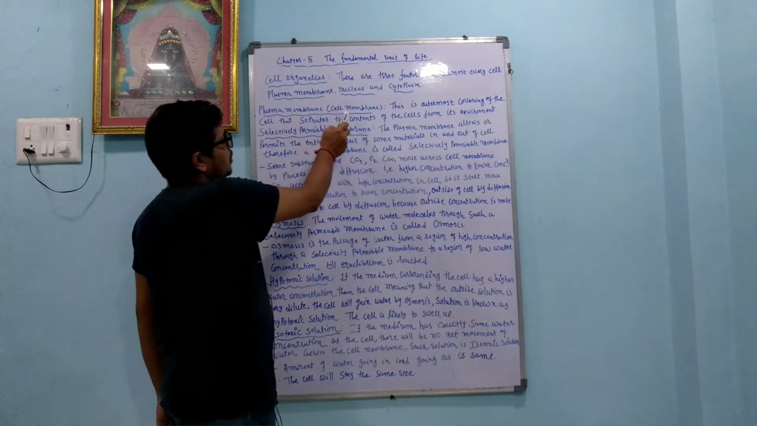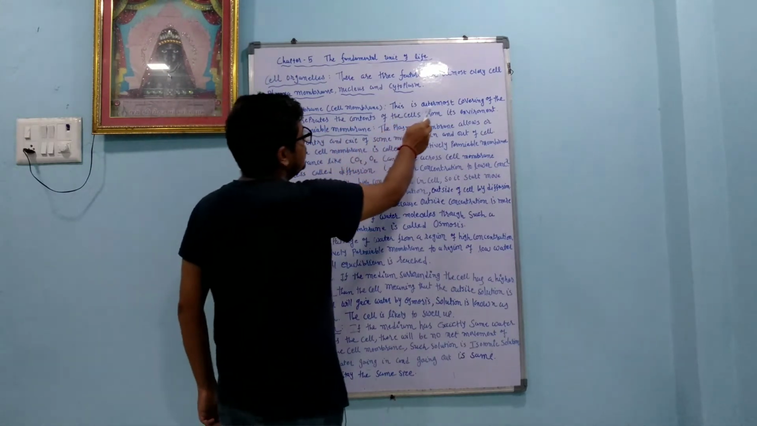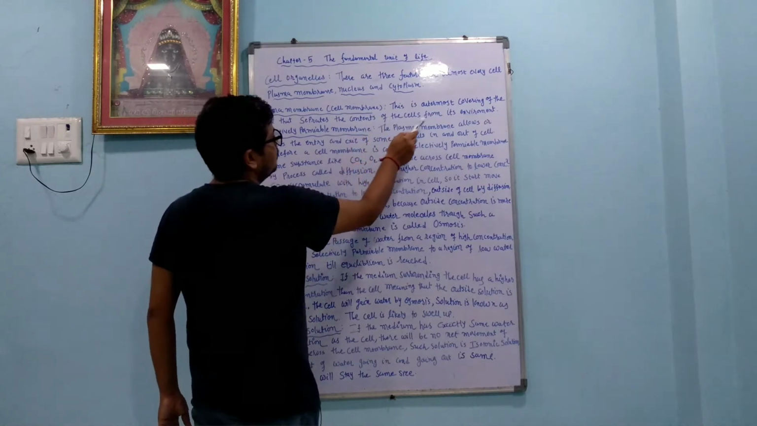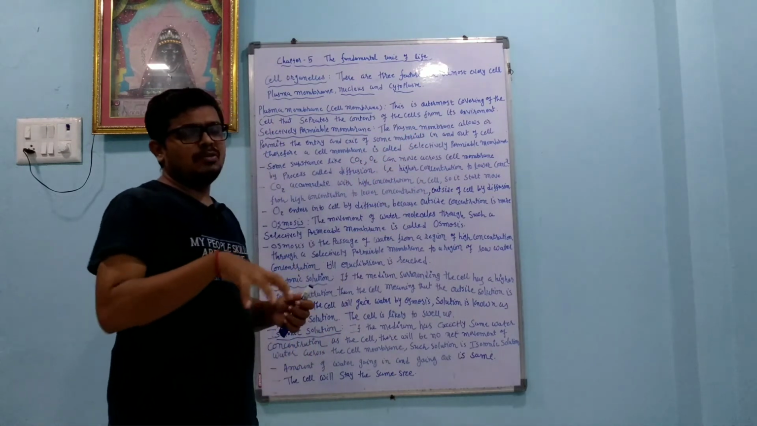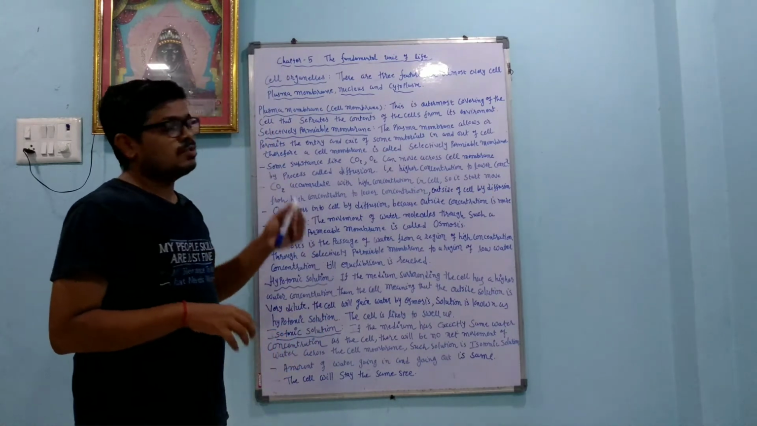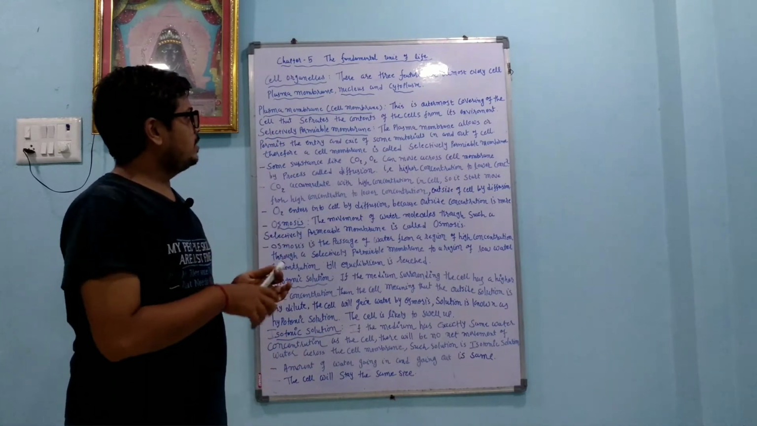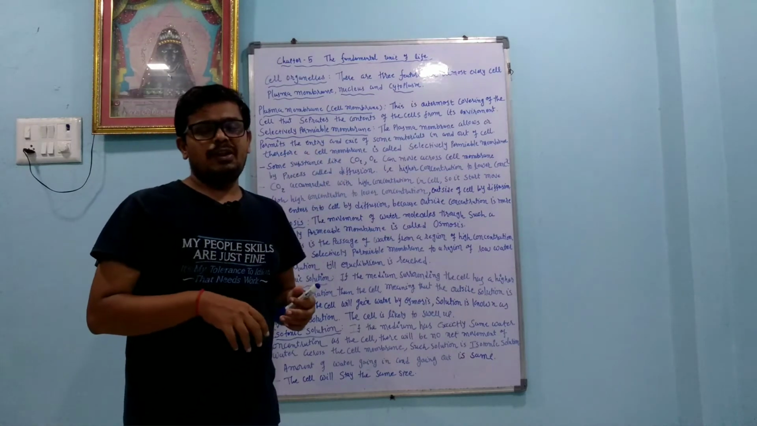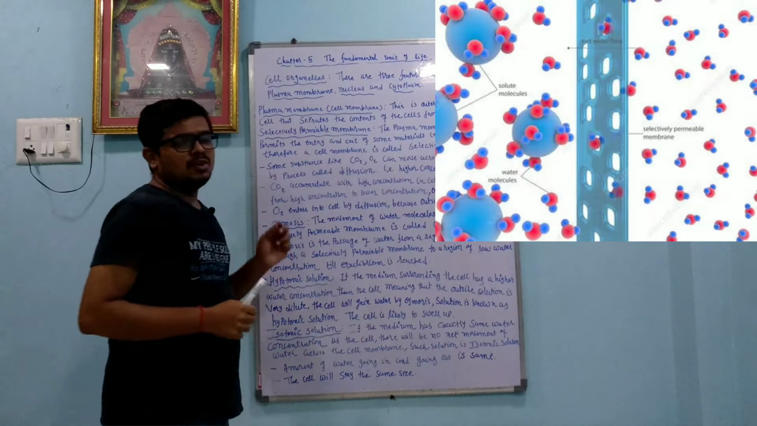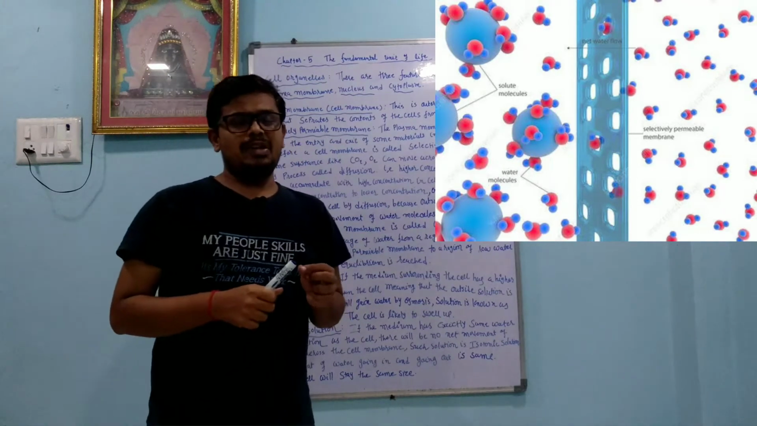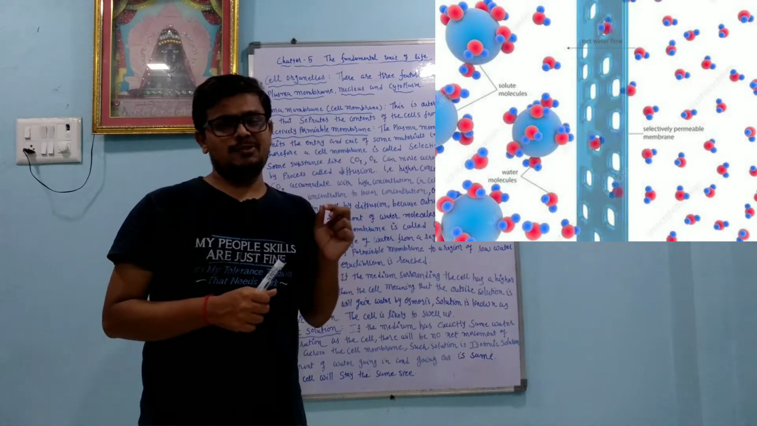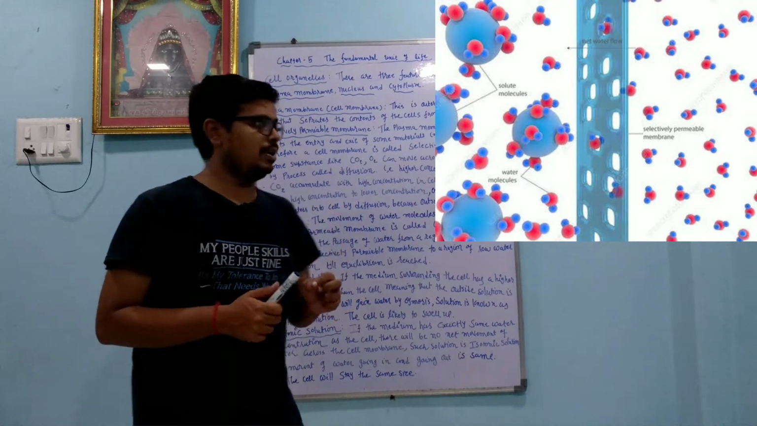Plasma membrane, or it is called cell membrane. This is the outermost covering of the cell that separates the contents of the cell from its environment. So the outer covering of the cell is called the cell membrane, or the plasma membrane, which separates the cell from the environment. Selectively permeable membrane. Why is it called selectively permeable membrane? Because it allows some molecules to come inside or go outside. So it is called the selectively permeable membrane.